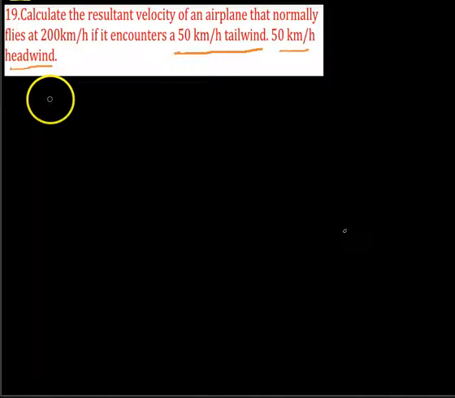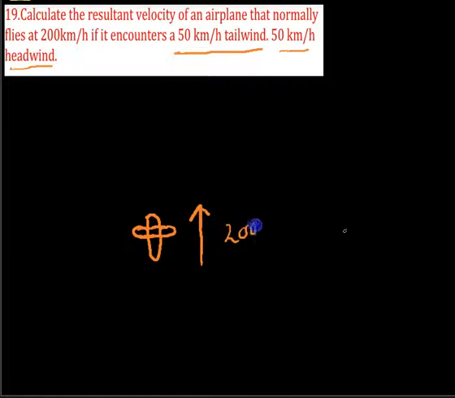Okay, so this is very easy. So we have this plane here. You guys do know how bad my plane drawings are, so don't judge me here. Okay, so let's just call this a plane, and it's flying at 200 kilometers per hour normally. Now let's remember, what is resultant? The resultant is what you get after you combine two vectors, basically.